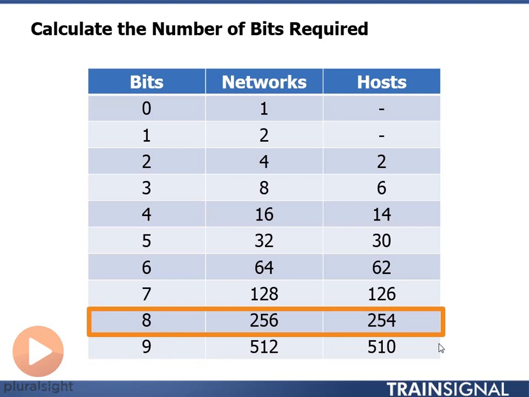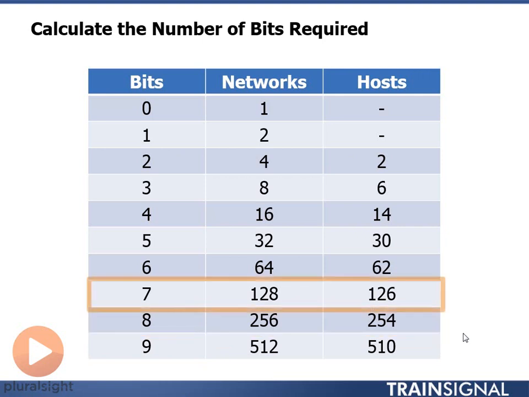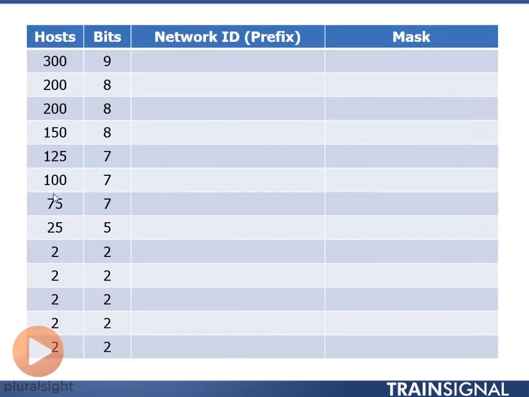I need a couple networks that have between 100 and 125 hosts per network. I can use 7 bits in the host portion for that. We have a network that needs 75 hosts here, that'll also need 7. I have a network that needs 25, we'll look that up, and it needs 5. And then the 2 hosts per network need 2 bits each. It's not that hard to look that up in the calculator. You just look up the host requirements in your host column, find the number of bits, and record it.